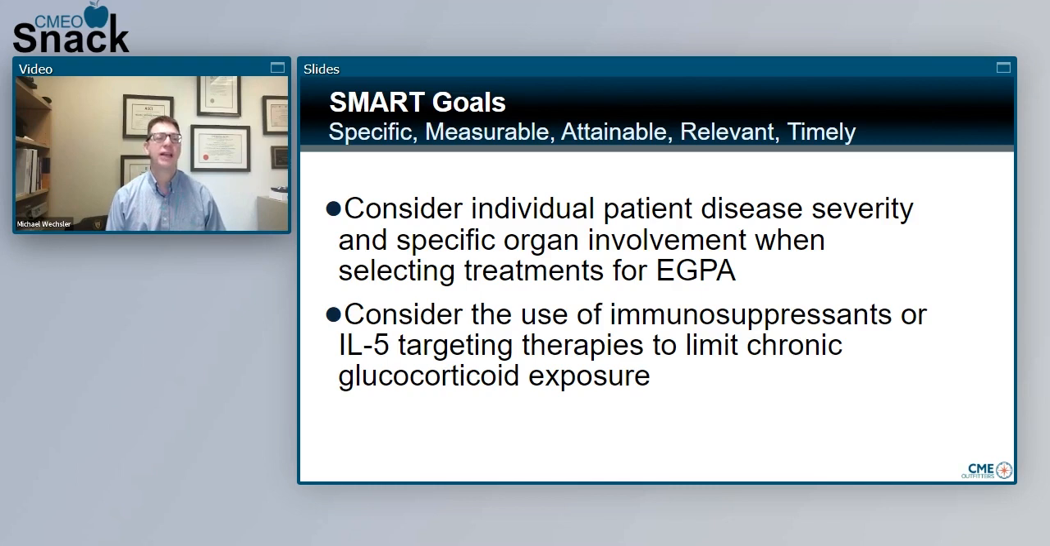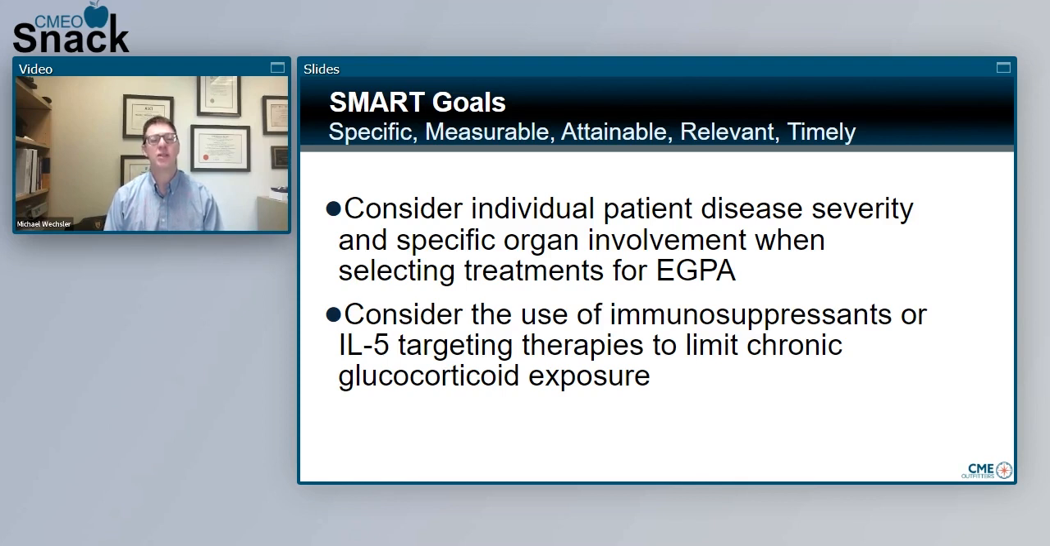Stepping back, we want to consider individual patient disease severity and specific organ involvement when selecting treatments for EGPA. I think it's important to look at the underlying mechanism of disease in those patients. If there's primarily eosinophilic inflammation, consider treating with anti-IL-5 therapies on top of corticosteroids. If there's evidence of anti-neutrophil cytoplasmic antibodies or other antibodies like IgG4, then one may consider rituximab as an add-on therapy on top of corticosteroids.